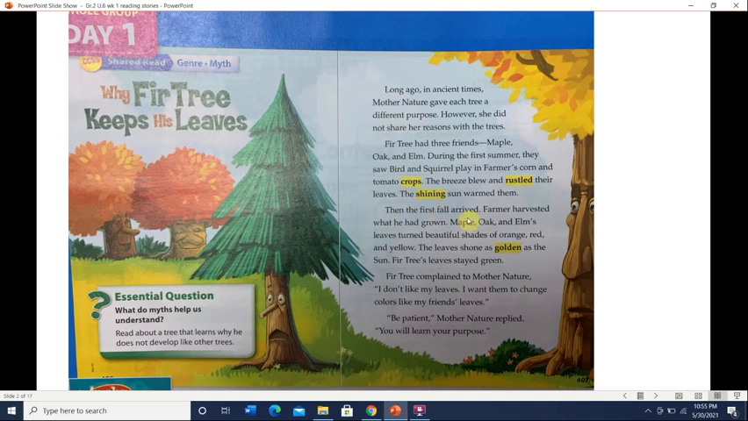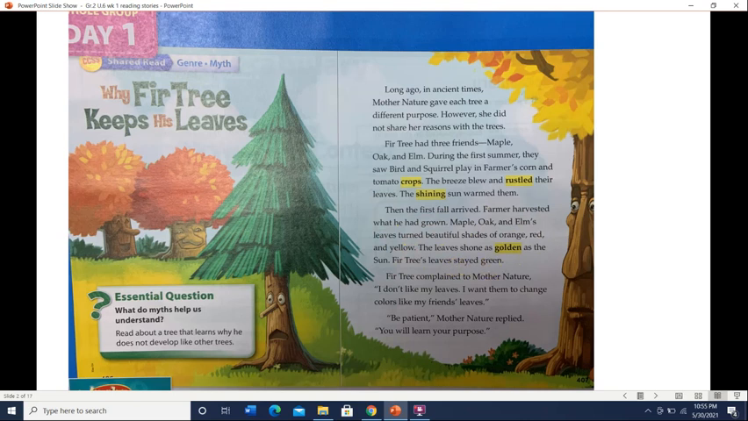Then the first fall arrived. Farmer harvested what he had grown. Maple, oak, and elm's leaves turned beautiful shades of orange, red, and yellow. The leaves shone as golden as the sun. Fir tree's leaves stayed green.